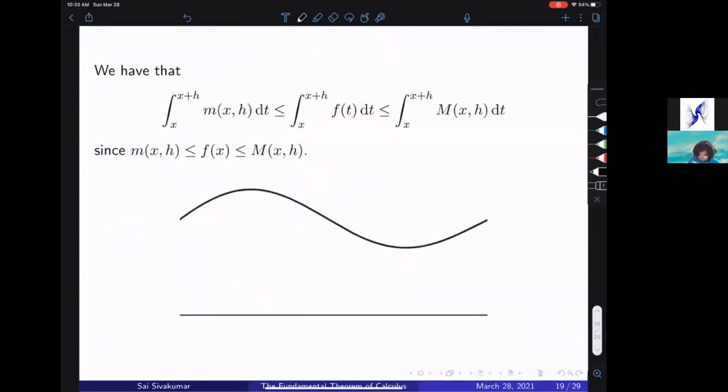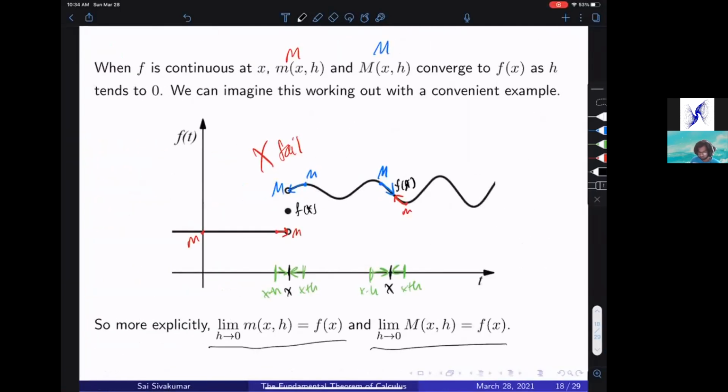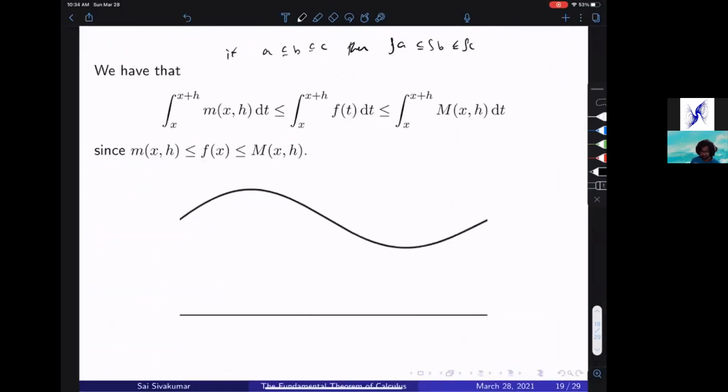Okay, so we're using another property of integrals here that I didn't explain. If a is less than or equal to b, which is less than or equal to c, then the integral of a is less than or equal to the integral of b. I did not prove that, but that's what I use here to get to this inequality. We know that the capital M will always be bigger than f of x, and the lowercase m will always be less than f of x. That's the inequality we have here, and then I just integrated them.